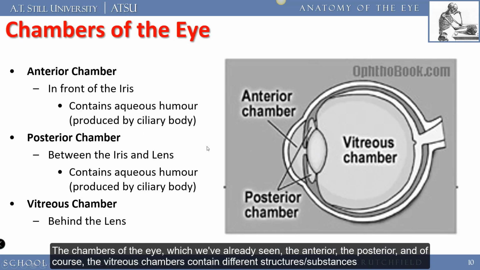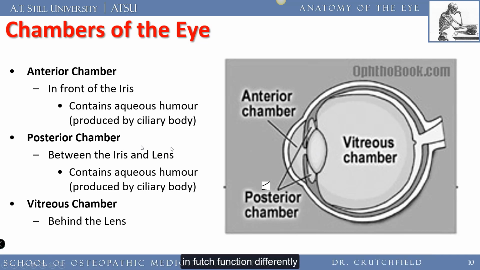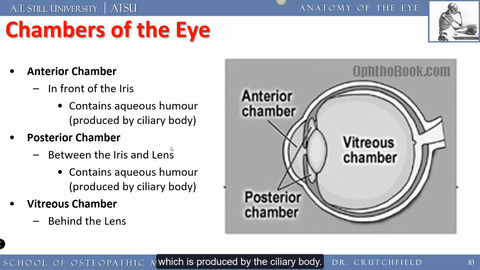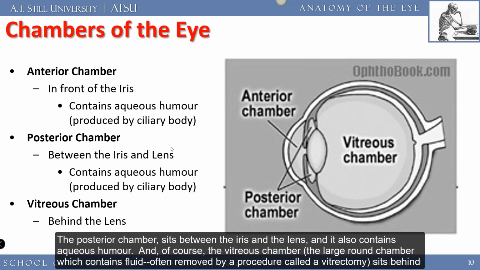The chambers of the eye, which we've already seen, the anterior, the posterior, and of course the vitreous chambers, contain different substances and function differently. The anterior chamber sits in front of the iris, i.e. anterior to the iris, and it contains aqueous humor, which is produced by the ciliary body. The posterior chamber sits between the iris and the lens, and it also contains aqueous humor. And of course the vitreous chamber sits behind the lens, the large round chamber which contains fluid, which is often removed by a procedure called a vitrectomy.